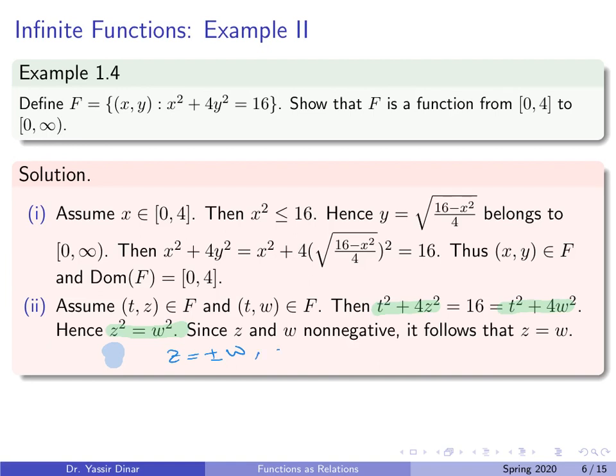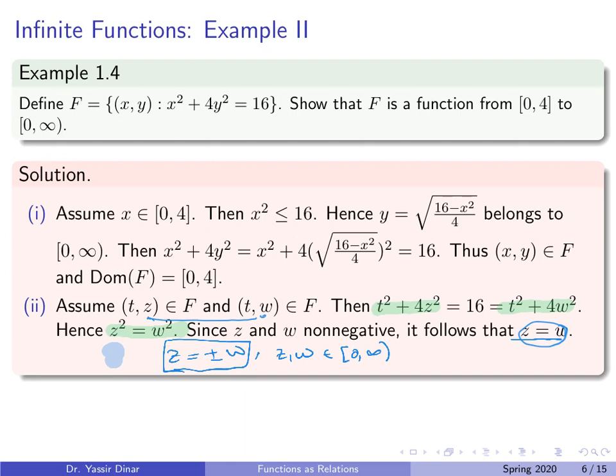But z and w are non-negative. They are in the interval from 0 to infinity. That means there is no change of sign. Both of them have to be positive. That means z is equal to w. This means the second condition is satisfied. We take z and w and we assume they can be different, and we get z is equal to w.